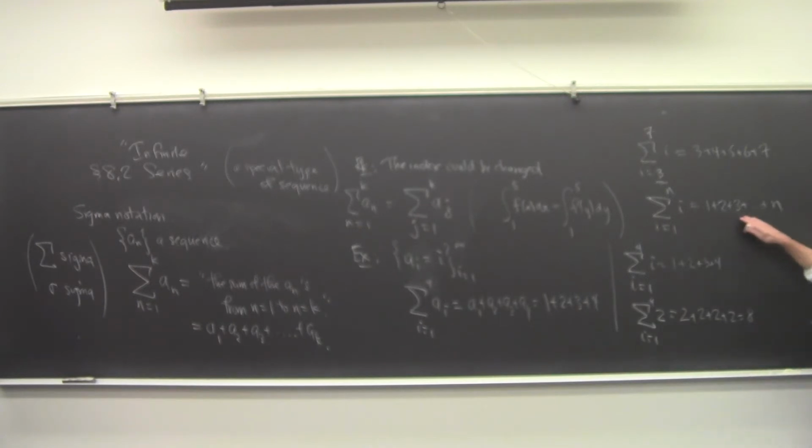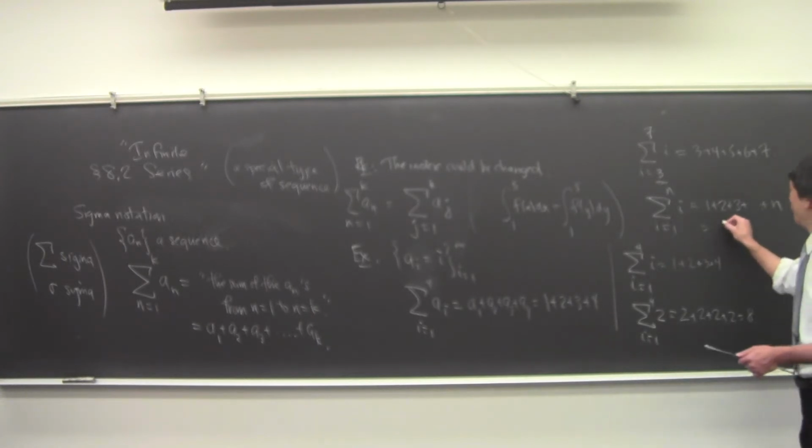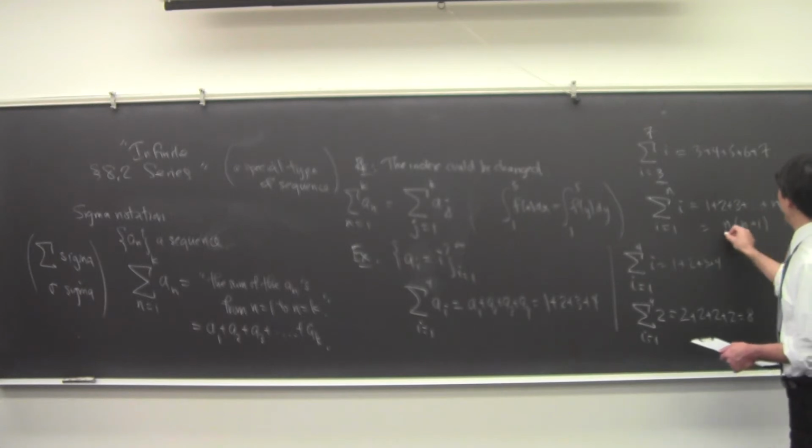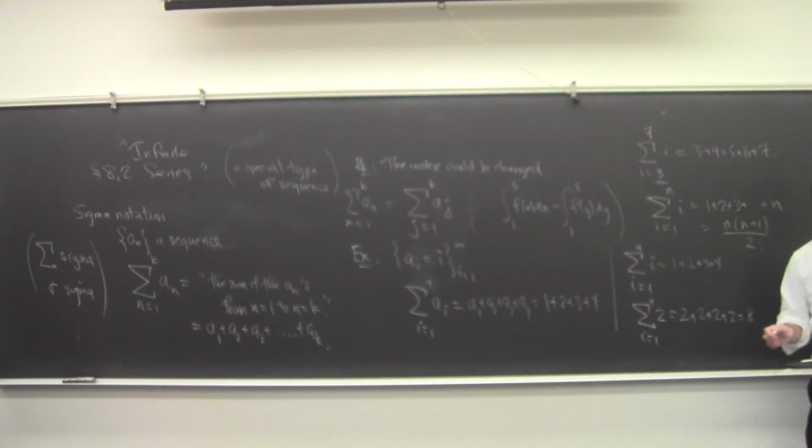Does anybody know the formula for this? The sum of numbers from 1 to n? Maybe this is something you learn in elementary school and then forget afterwards. Hannah? It's 1 plus n times half of n. Yes, exactly. n times n plus 1 over 2. There's a formula for it.